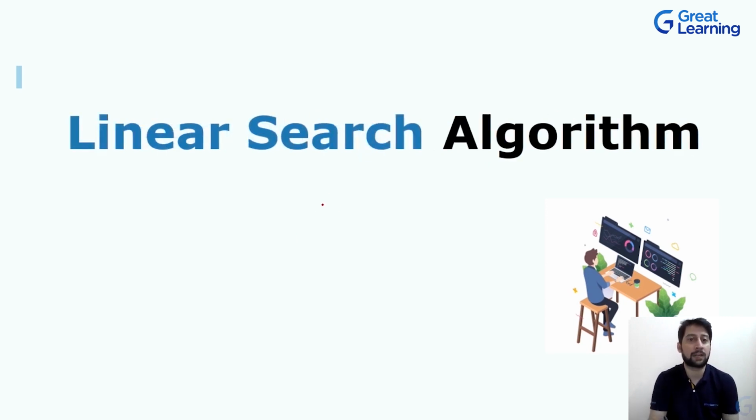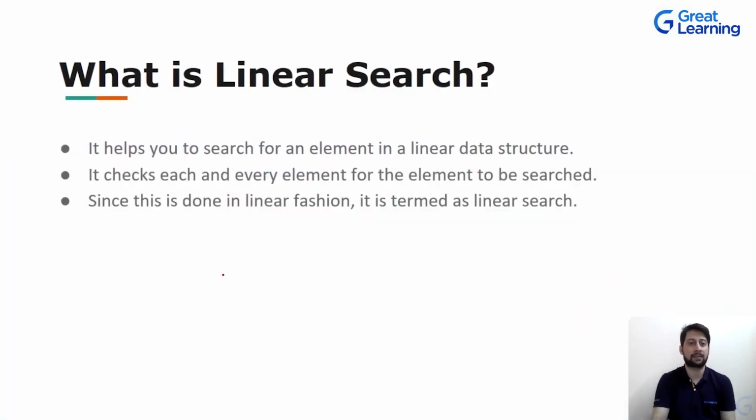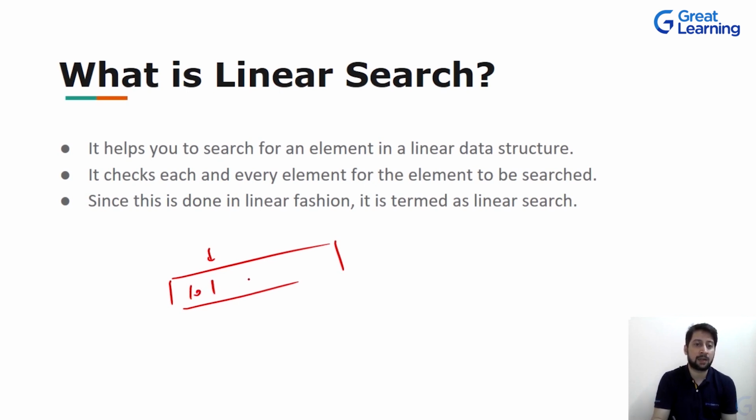Now let's talk about searching algorithms. The first searching algorithm that we are going to talk about is the linear search algorithm. So what is linear search? It helps us to search for an element in a linear data structure. Let's talk about one example wherein we will be searching for some element inside an array. Suppose this is an array and the elements are 10, 20, 30, 40 and 50.